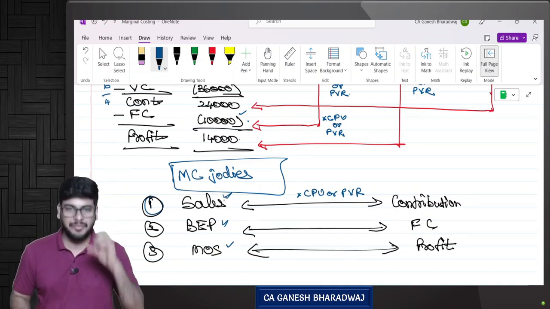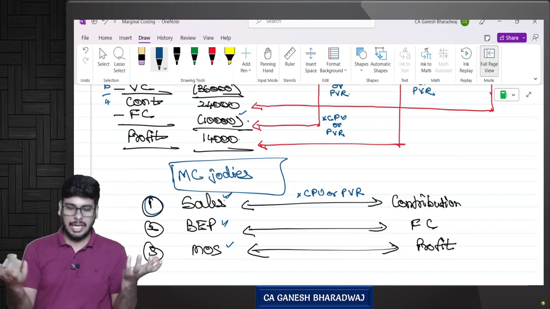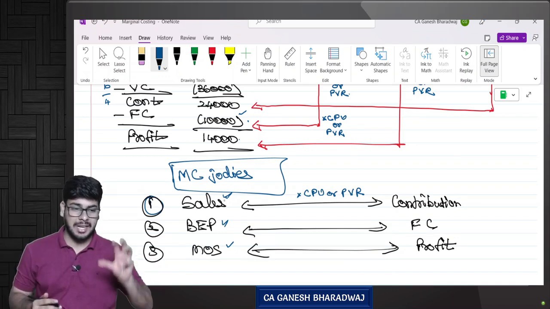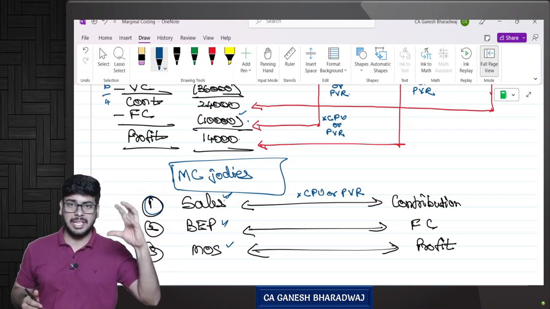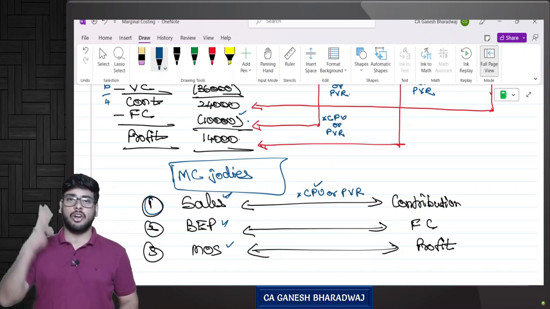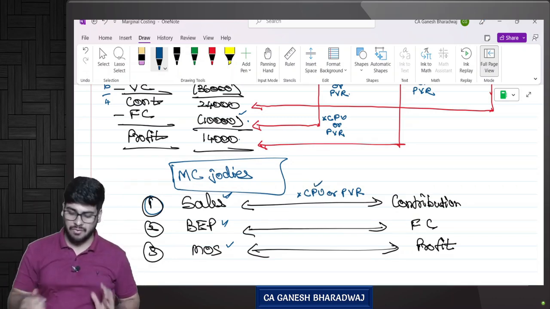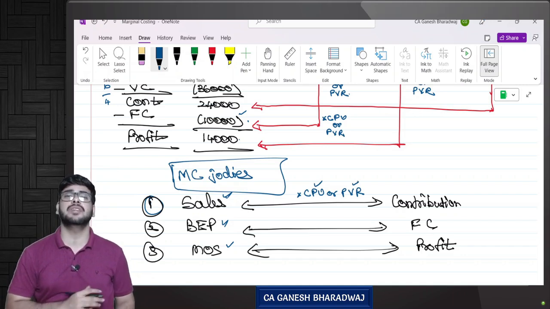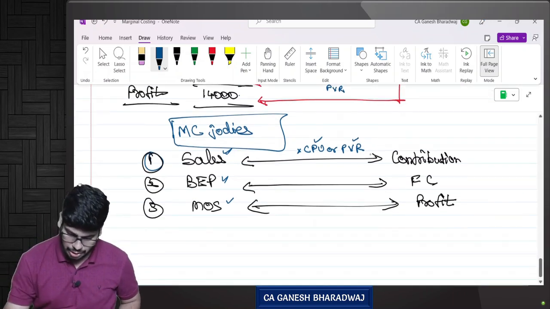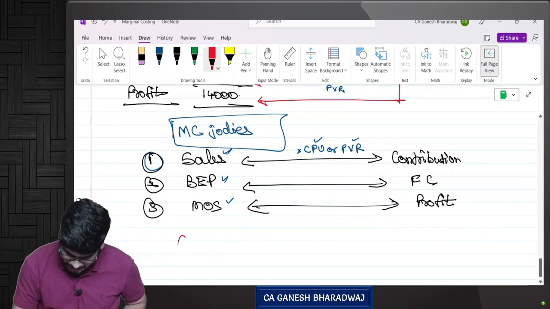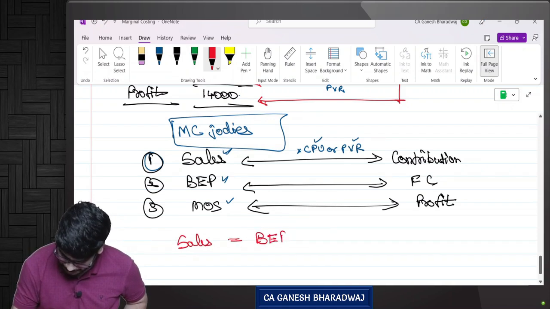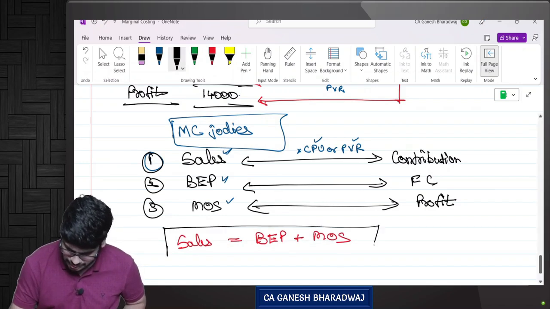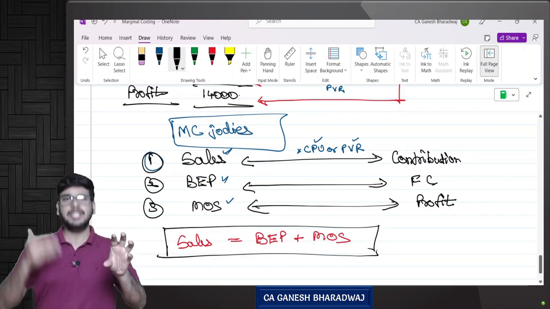Sales is made up of break-even point plus margin of safety, correct? Since all these are sales, it can be represented in units or in value. If you want to express it in units, then use the tying factor as contribution per unit. If you want to express these in values, then take the tying factor as PV ratio. Are you clear with this? And I will also write down a very important thing. Sales is equal to break-even point plus margin of safety.